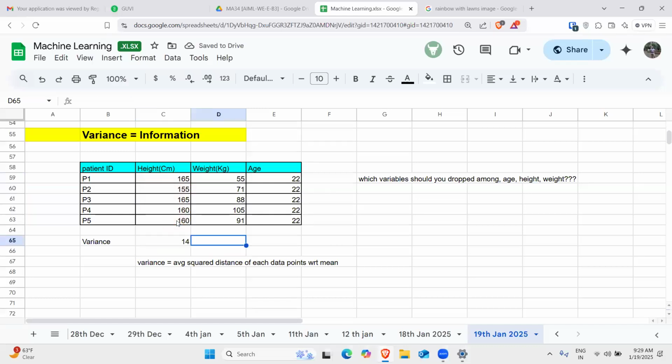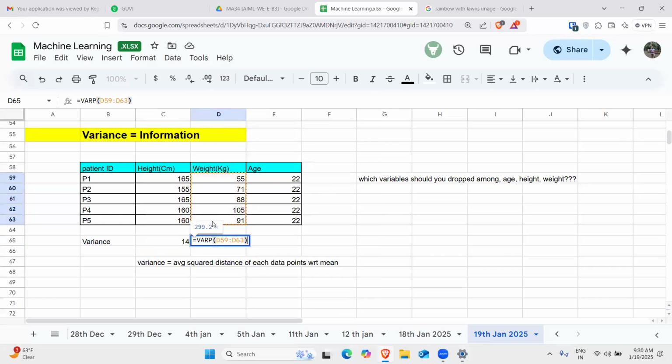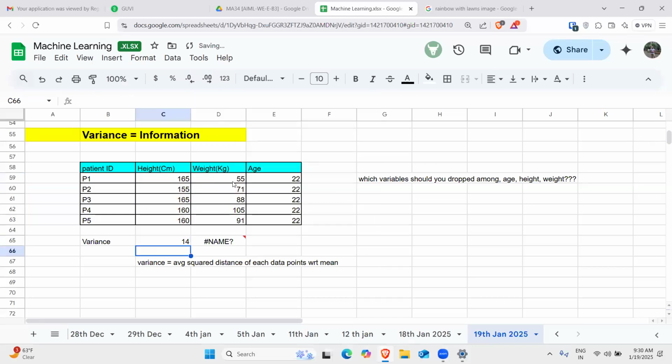Yes. So the weight variance is this one, 311.4 it should be, for 55, 71, 88, 105, 94. If I just drag this down, can I get the answer? I'm getting the answer. Okay. Now what is your variance for age, guys? What's your variance for age? It is 0.